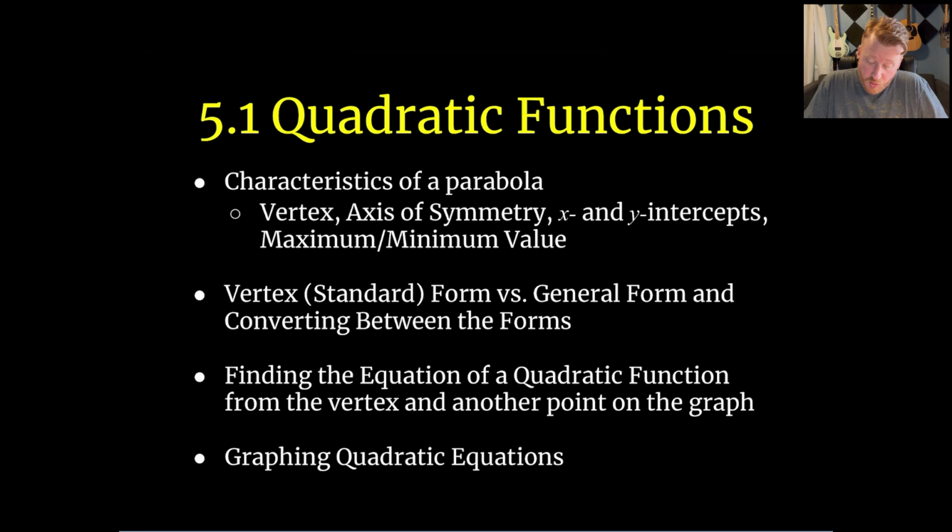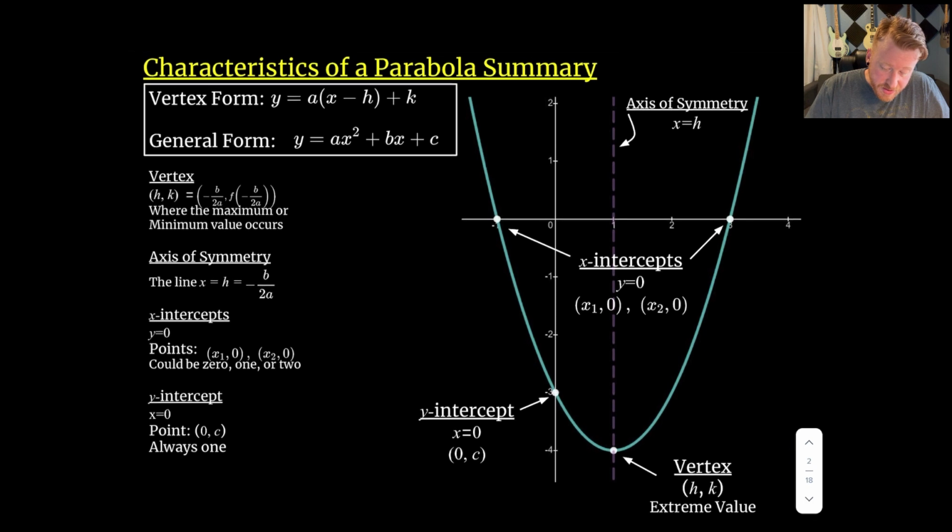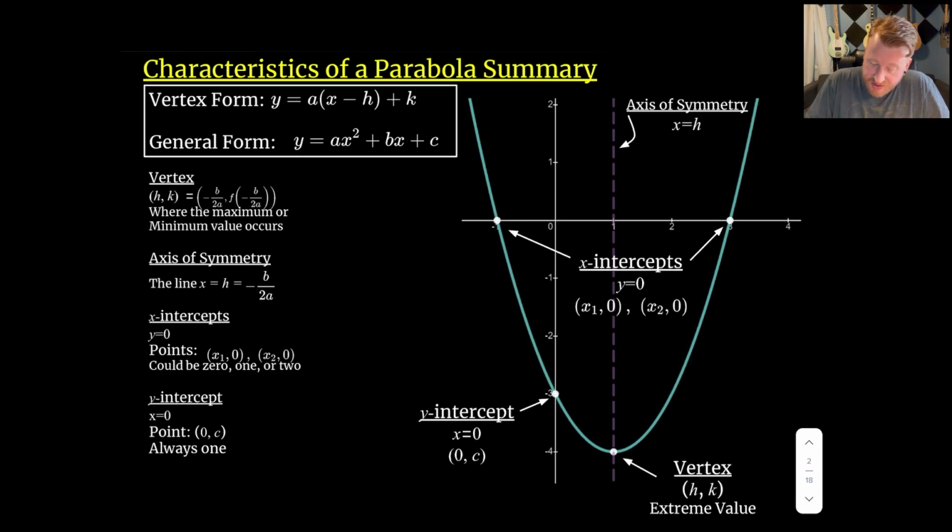We'll look at finding the equation of a quadratic function if we're given the vertex and some other point that lives on that graph. And then we'll talk about just straight up graphing some quadratic equations. So we'll start with the characteristics of a parabola here. And here's just a summary of all the different bits and pieces.